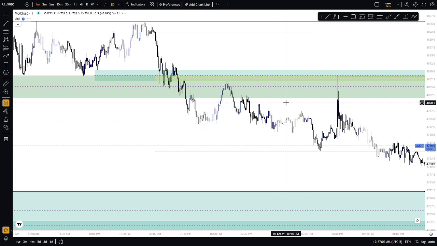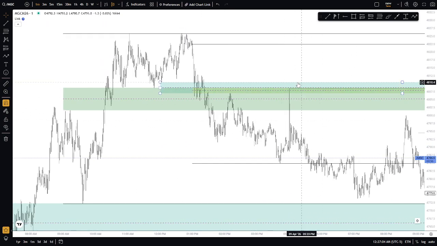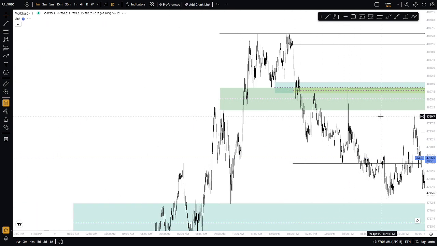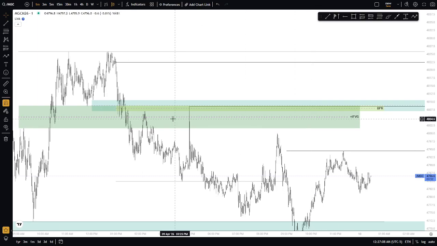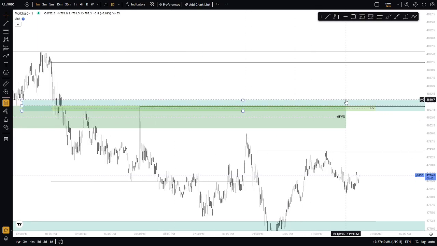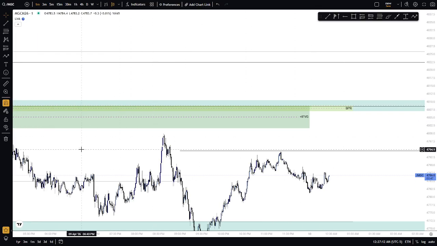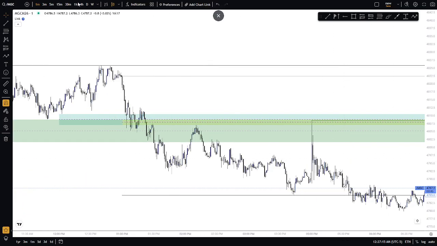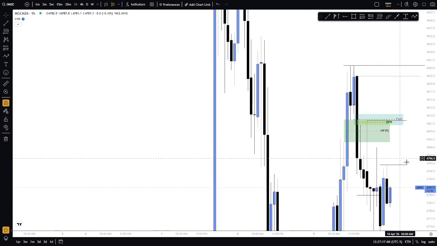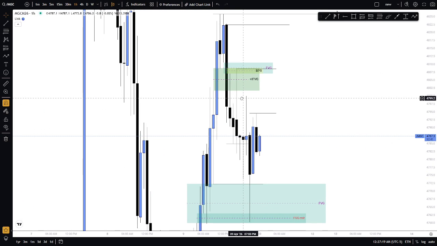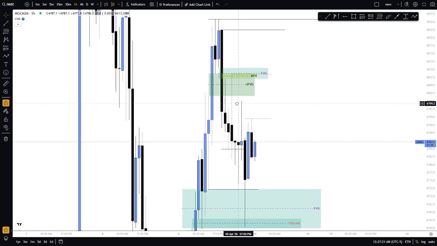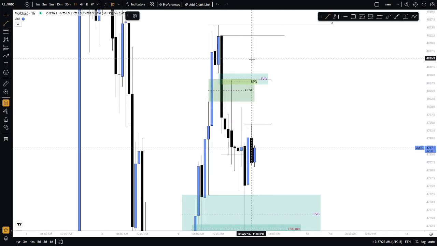So as we already know, this zone is a high confluence. We had an inversion, a BPR, and a 1 hour fair value gap as well. But not only that, we need to mark out 1 hour highs for price.